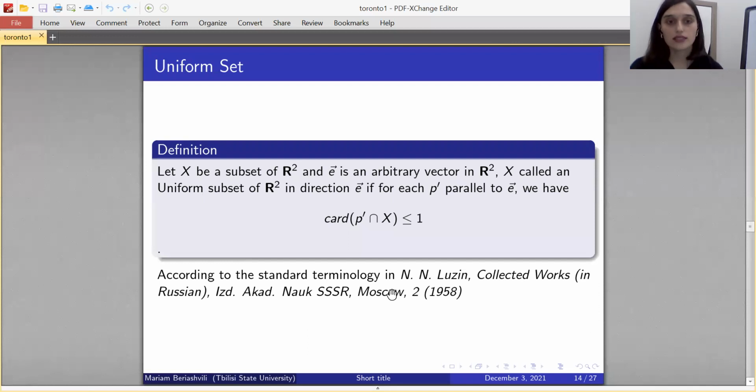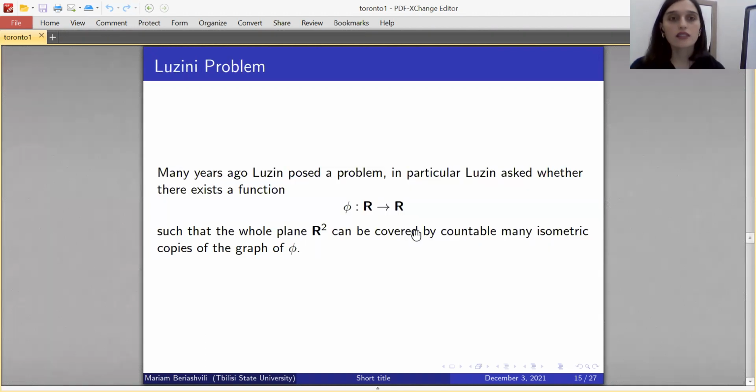We call a subset X of the plane uniform in the direction of the vector E if for each line P parallel to the vector E we have the inequality that the cardinality of P intersect X is less than or equal to 1. If the set satisfies this condition, we say that X is a uniform set. In general, all graphs in the plane are uniform in the direction of the y-axis. And Luzin posed a problem many years ago.